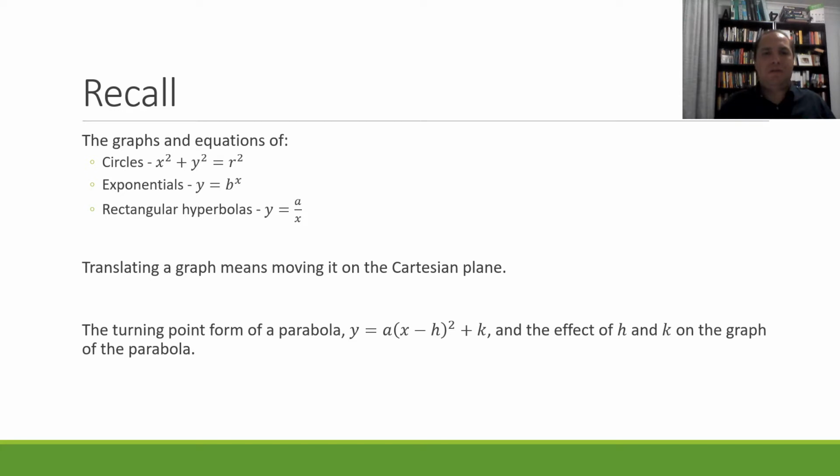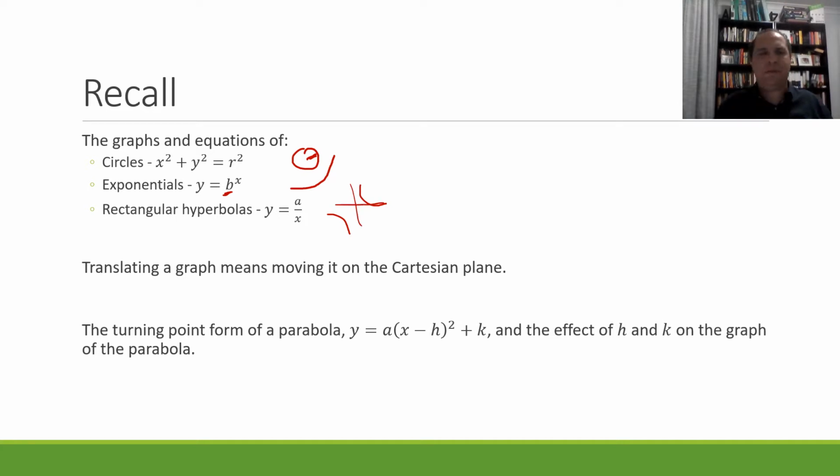Alright, so some equations to recall. For circles, x squared plus y squared equals r squared. So we've got our circle, and then there's our radius. Our exponentials, y equals b to the power of x, where b is just our base. That equation looks something like that. And then our rectangular hyperbolas, y equals a over x. So that's our hyperbolas that look something like that.